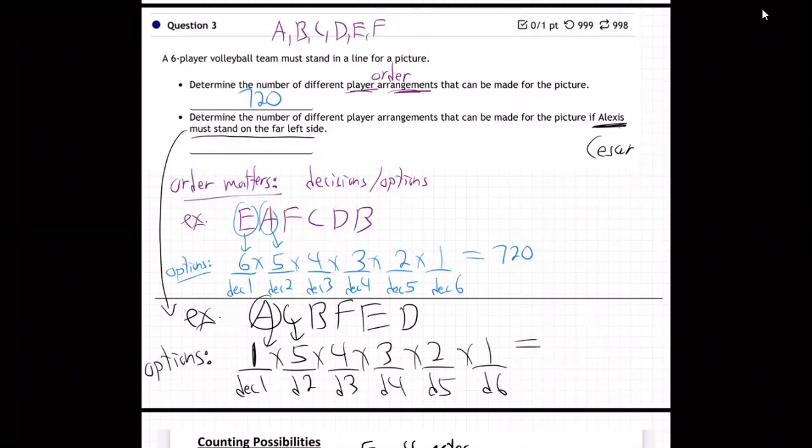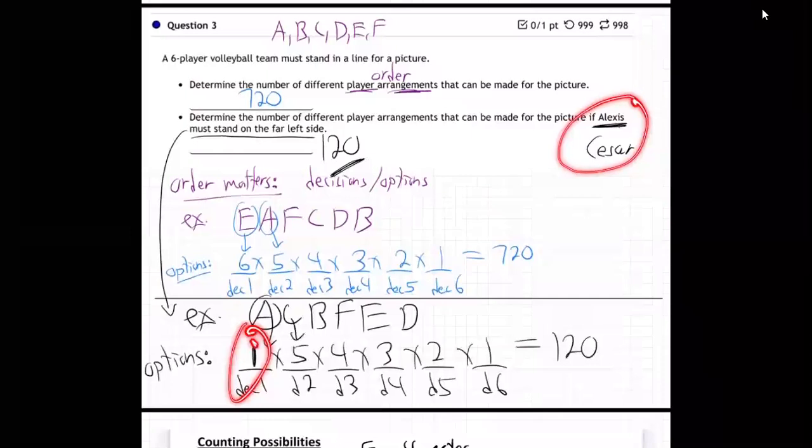So there we go. I'm getting 120. 120 ways to line them up when we have to put a certain person, Alexis, Caesar, whatever they tell you, in the first spot. You've only got 1 option. So decisions and options because order matters. There we go.